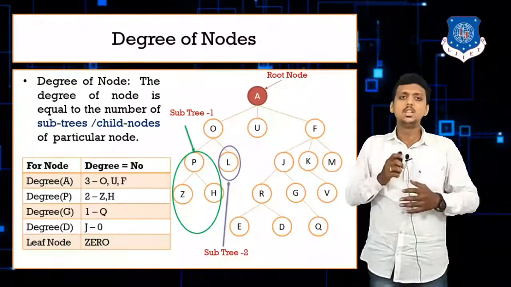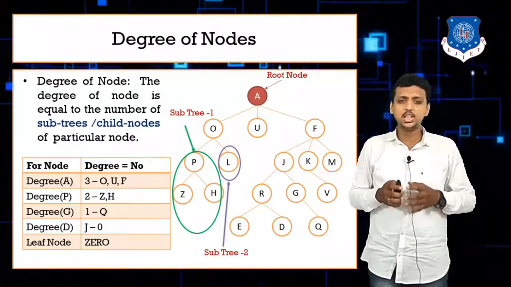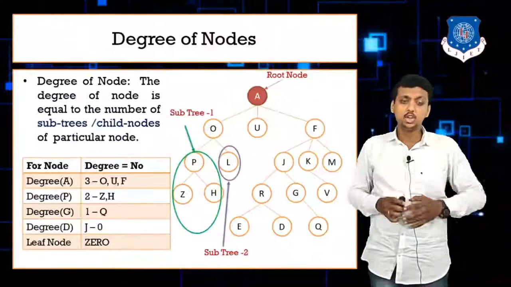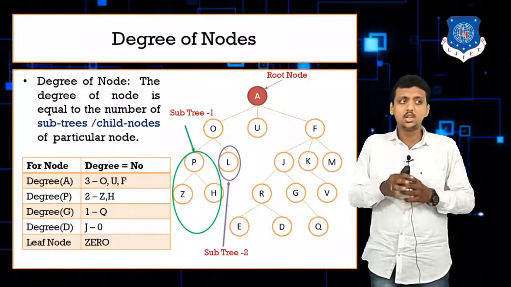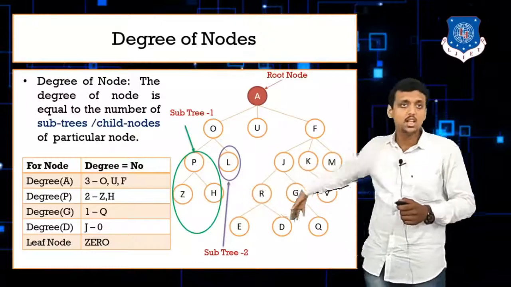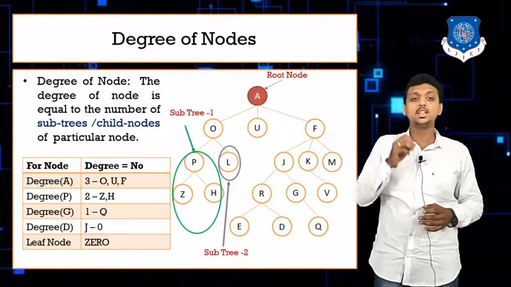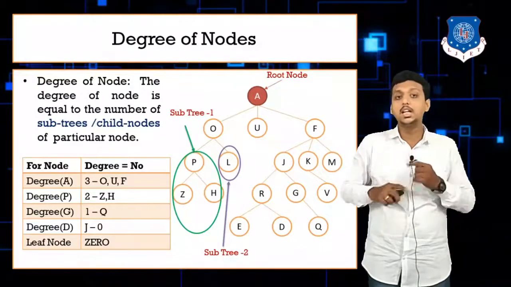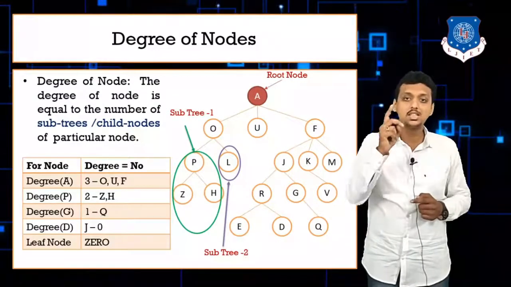So now let's talk about the degree fast. Root node A has degree 3, and the degree of P is 2. Now, what is the degree of leaf nodes? These at the bottom are the leaf nodes. Does any leaf node contain a child node? No. So this is another definition of a leaf node: a leaf node does not contain any child node, and the leaf node degree is 0.